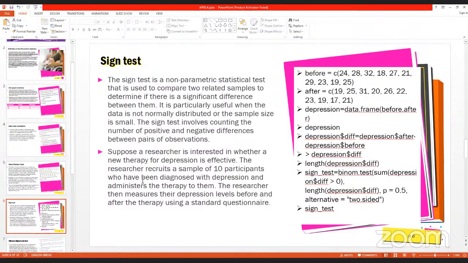So अब इसमें क्या example लिया है, ये भी hypothetical example है। Suppose a researcher is interested in whether a new therapy for depression is effective. So researcher ने 10 participants का data लिया है who have been diagnosed with depression and administered the therapy to them. The researcher then measures their depression levels before and after the therapy using a standard questionnaire.